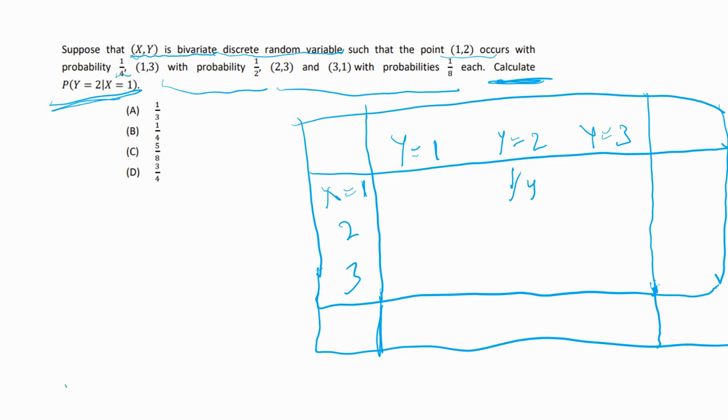Next one is 1 comma 3. So 1 comma 3 with the probability 1 by 2. Next one is 2 3. So 2 3 will be here. Its probability is 1 by 8. And then 3 1. 3 1 probability 1 by 8. So others are 0.